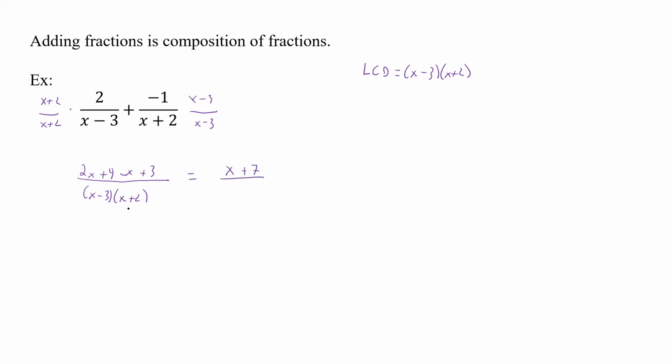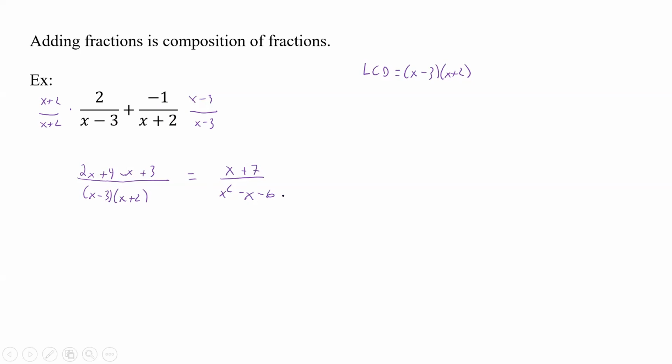And if we go ahead and FOIL this out, we're going to have x squared, and then we'll have a minus 3 and then plus 2, so it's going to be minus x, and that's going to be minus 6. And so then that gives us what we get with adding those two fractions together. We get x plus 7 over x squared minus x minus 6.